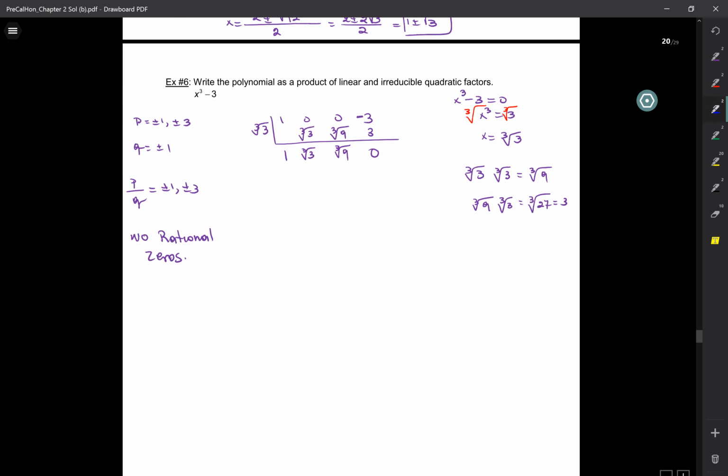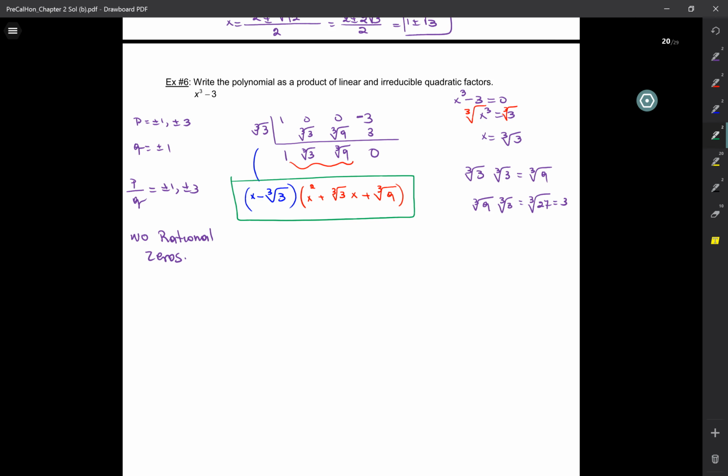Okay, so what are my factors? Well, from here, x minus cube root of 3. And from here, x cubed becomes x squared plus cube root of 3 x plus cube root of 9. All right, and there we have it. So that is section 2.4. Thank you.